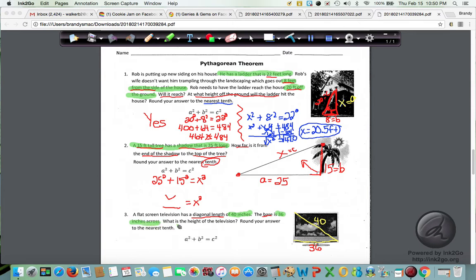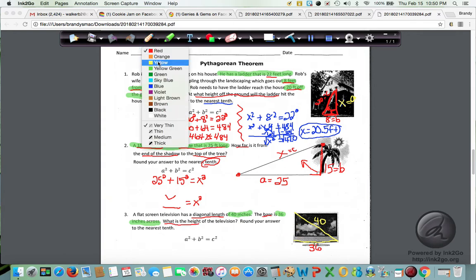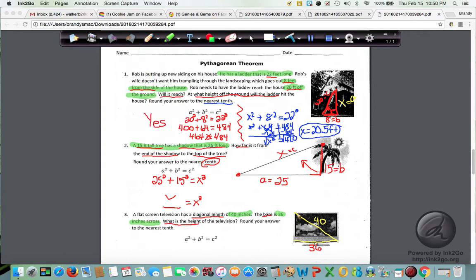And it says, what is the height of the television? So right there, what is the height tells you this side right here, you don't know. So the height, again, there's got to be an easier way to do that.